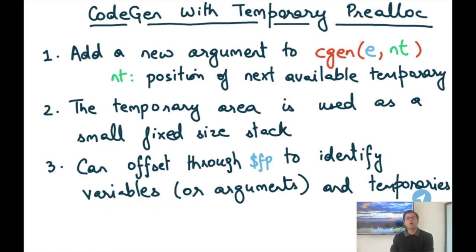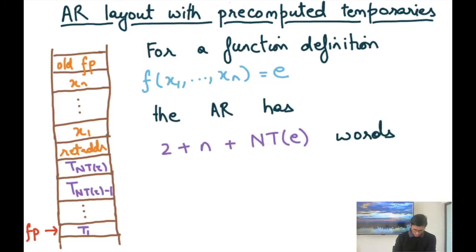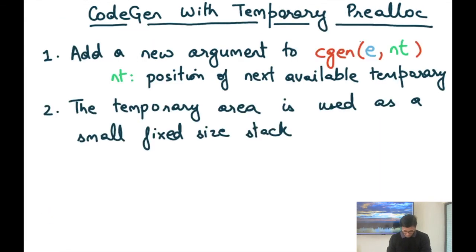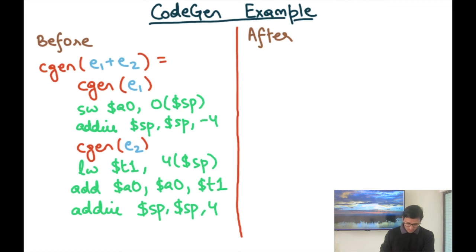Also now we can address the temporaries. If we want to say T1, then that's just fp plus 0. If I want to say T2, then that's just fp plus 4. So if I just go back to my figure, T1 is at fp plus 0, T2 is at fp plus 4, and so on. All right, so with that background, let's look at our code generation implementation.